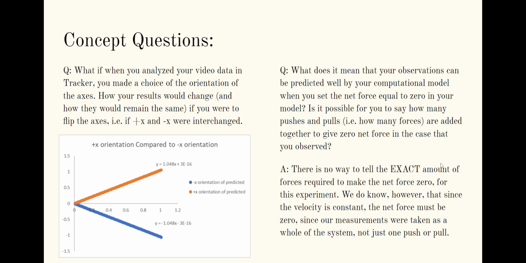in relevance to time. The next question: what does it mean that your observations can be predicted well by your computational model when you set the net force equal to 0 in your model? Is it possible for you to say how many pushes and pulls, meaning how many forces, are added together to give 0 net force in the case that you observed?